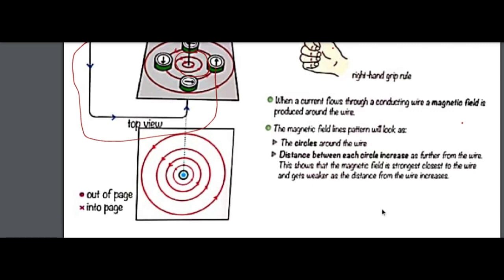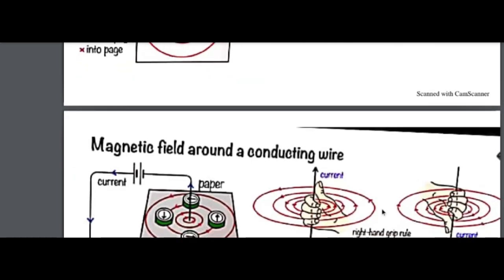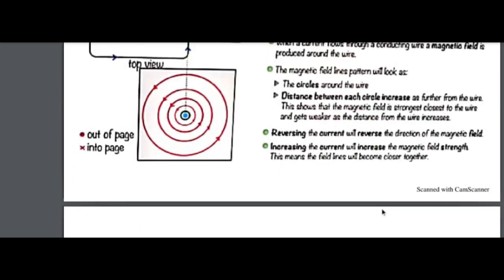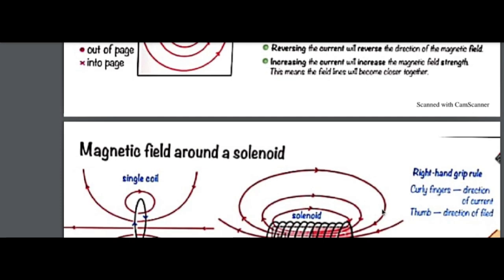So after this, in the next page, I think I have the next point. Yes, reversing the current will reverse the direction of the magnetic field. Increasing the current will increase the magnetic field strength, and this means the field lines will become closer together.